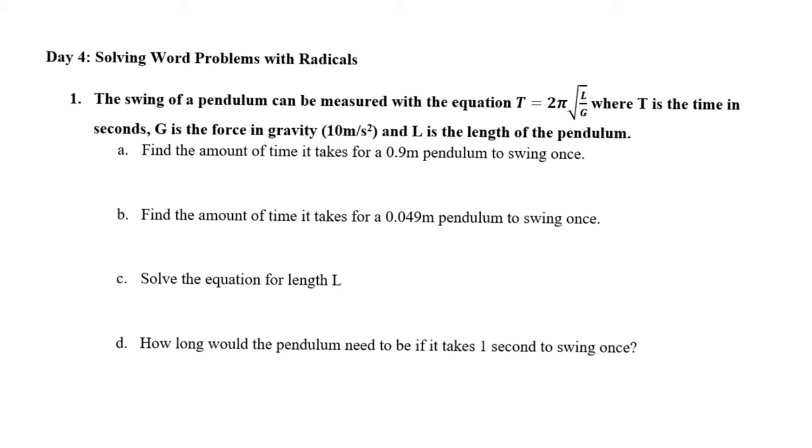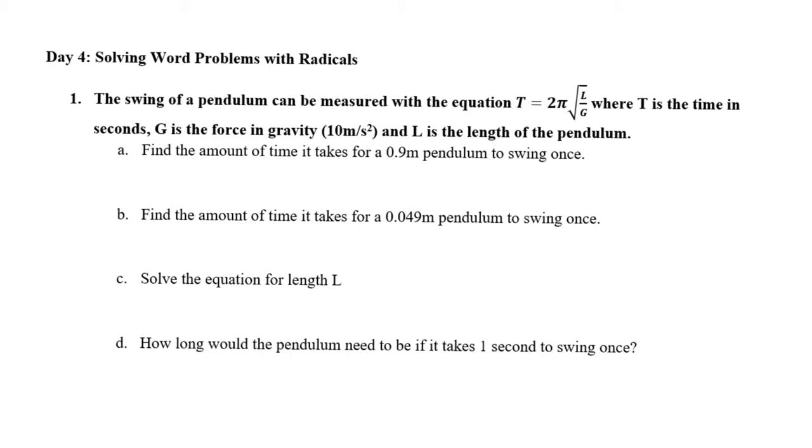All right, the first one says, the swing of a pendulum can be measured by the equation T equals 2 pi root L divided by G, where T is time in seconds, G is the force of gravity, which is 10 meters per second squared, and L is the length of the pendulum. Find the amount of time it takes for a 0.9 meter pendulum to swing once.